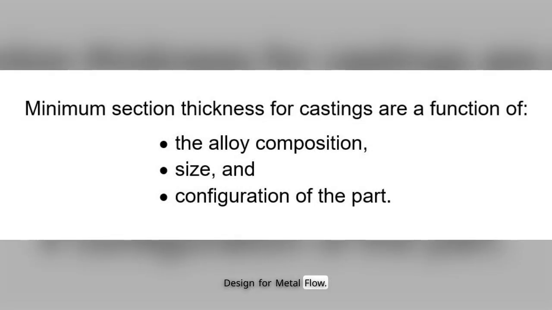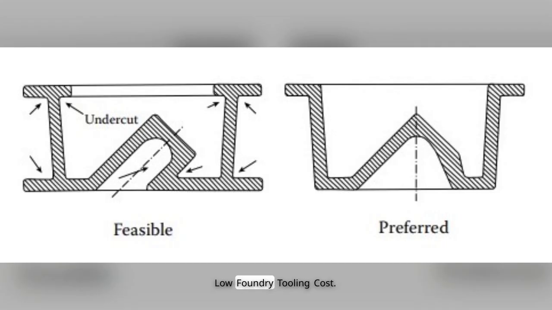Design for metal flow. Misruns and cold shuts occur when the molten metal solidifies prematurely in cross-sections that are too long and narrow or that are too thin. Alloys having poor or fair fluidity require thicker sections than those having good to excellent fluidity. Design for low foundry tooling cost. Every opportunity should be taken to minimize casting complexity and promote ease of fabrication.